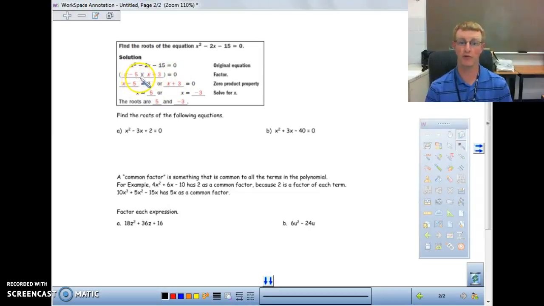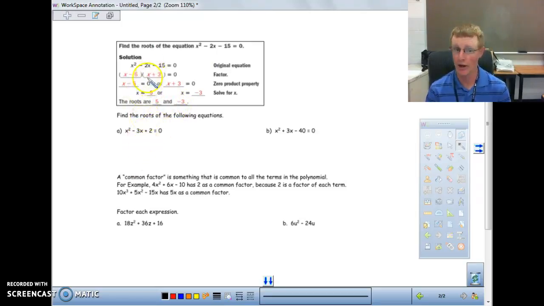So if you know anything about the zero product property, it says that anything multiplied by 0 equals 0. So if this portion equals 0, then the whole thing equals 0. 0 times anything is 0. If this whole portion equals 0, it's equal to 0. Something times 0 equals 0. So what we can do is once we get our binomials in place, we can set each one of them equal to 0. X minus 5 equals 0 will be x equals 5. 5 minus 5 is 0. X plus 3 equals 0 will be x equals negative 3. Negative 3 plus 3 equals 0. So our roots, or solutions, or zeros, however you want to call it, are 5 and negative 3.